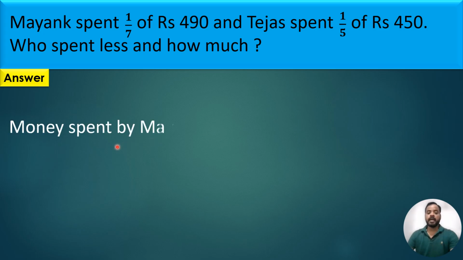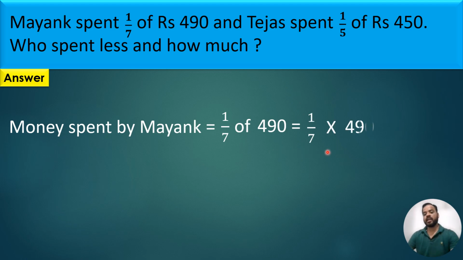So money spent by Mayank is how much? 1 by 7 of 490. So 1 by 7 of rupees 490 is equal to 1 by 7 into 490, as of means multiplication. Now we cut 490 by 7. 7 1s are 7, 7 7s are 49, and 0. So what we get? 70. So Mayank spent 70 rupees.